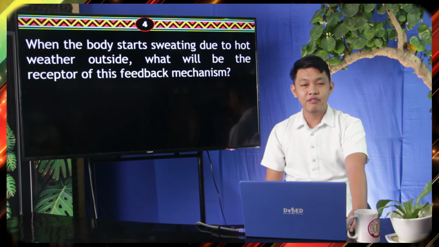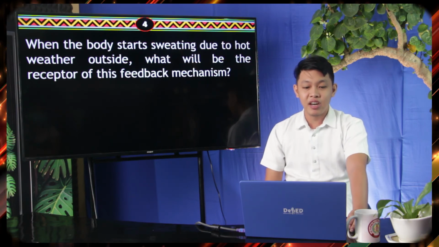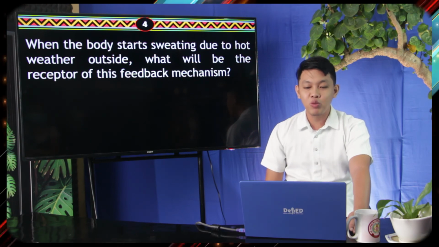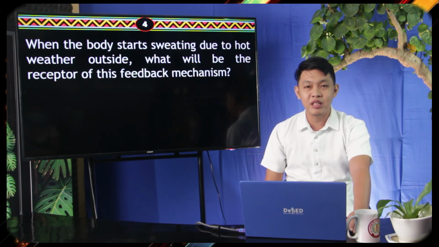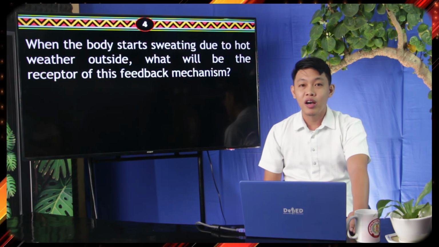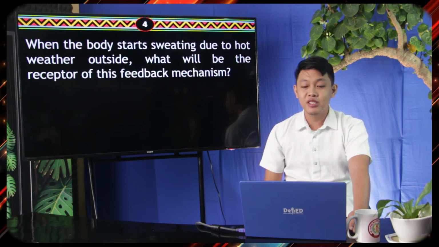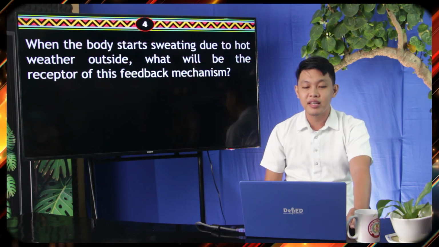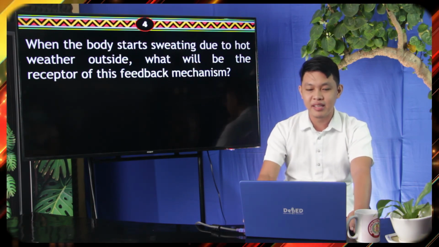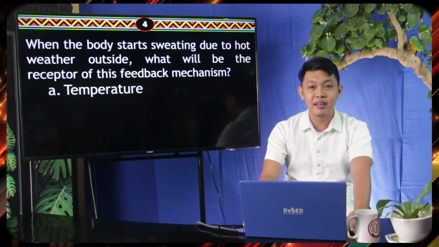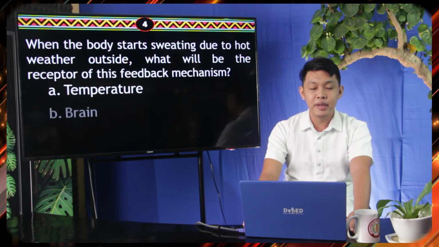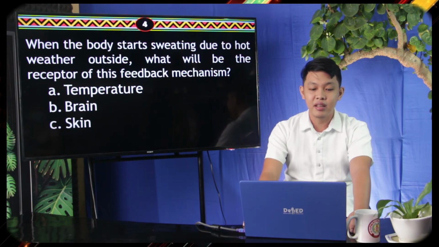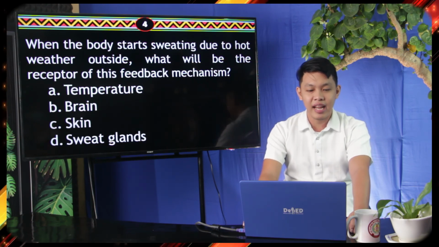Next, number 4. When the body starts sweating due to hot weather outside, what will be the receptor of this feedback mechanism? Again, when the body starts sweating due to hot weather outside, what will be the receptor for this feedback mechanism? A, temperature. B, brain. C, skin. Letter D, sweat glands.